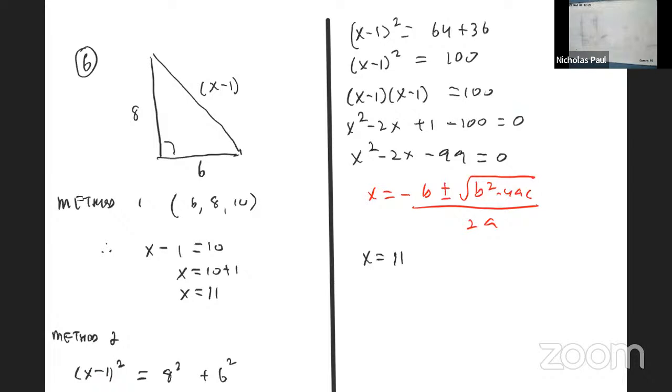I'm going to show you how to use it, right? For those who are new, I'm going to show you how to use it. The value in front here is A. The value in front here is B, and the value here is C. So A is equal to 1, B is equal to minus 2, C is equal to minus 99. Although we could factorize, and I showed you how to factorize as well.